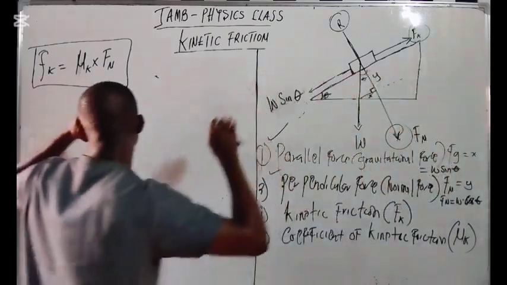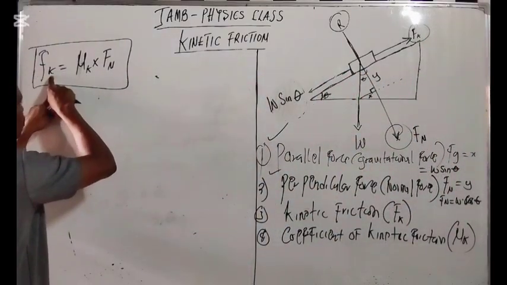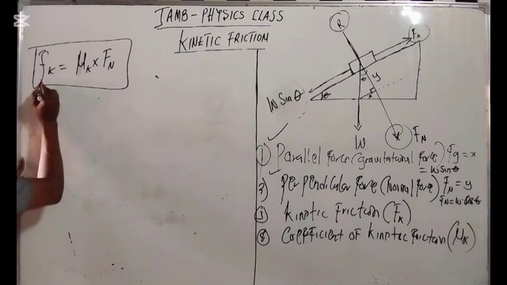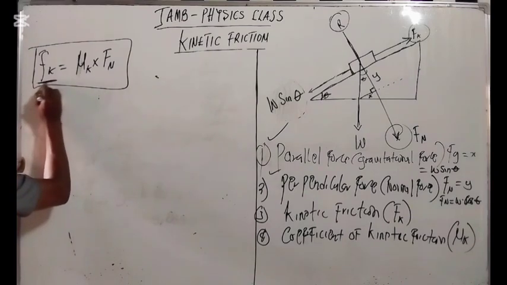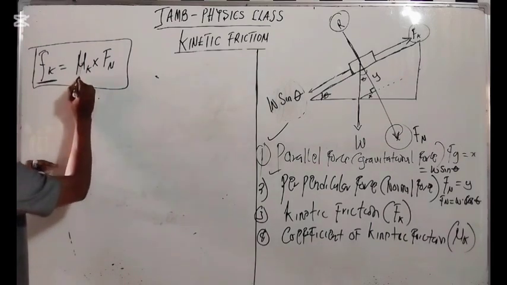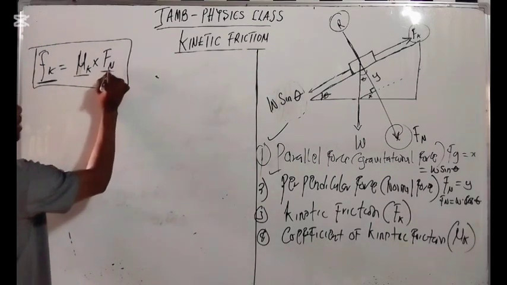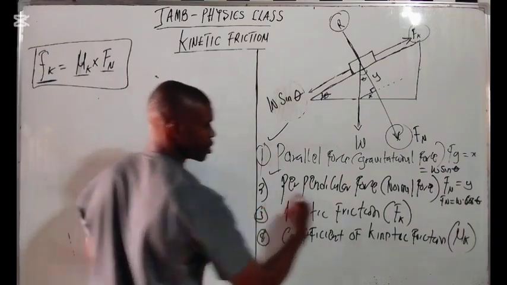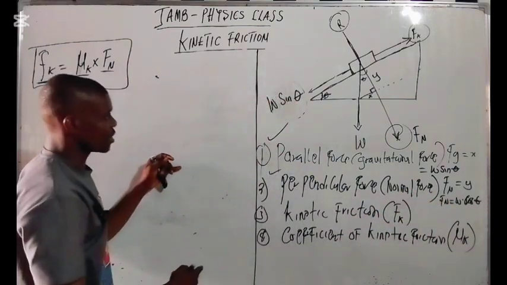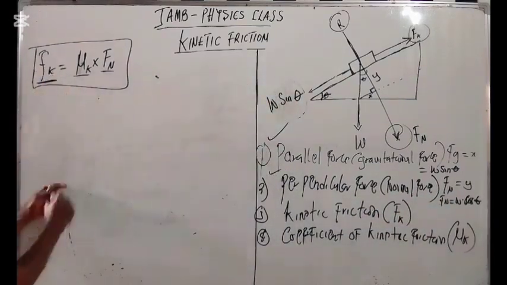So for example here, this is the formula. If they ask you to calculate the kinetic friction, you have to know the coefficient of kinetic friction and the normal force, using this formula here.